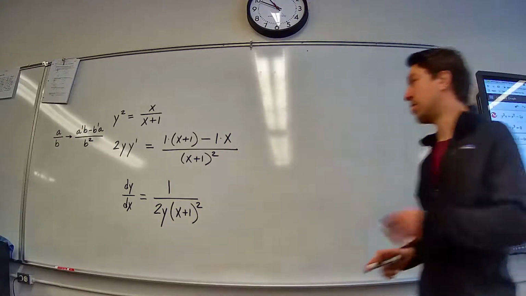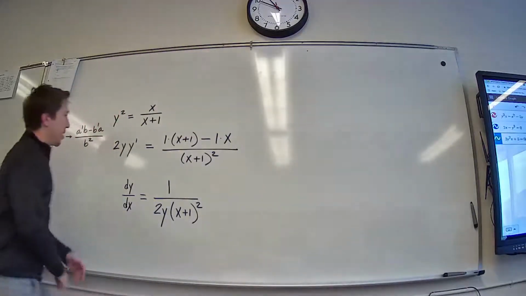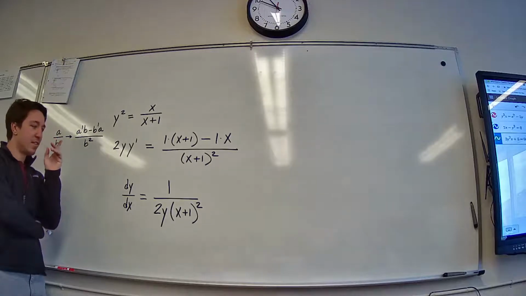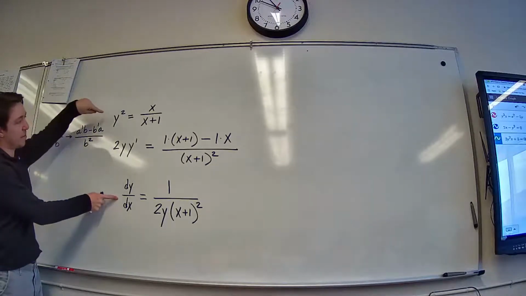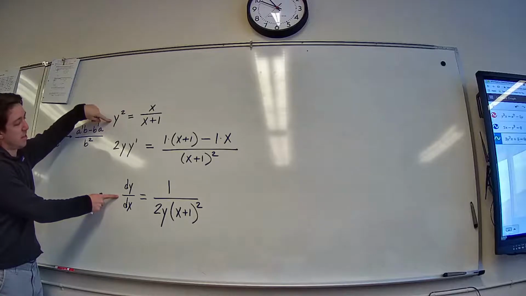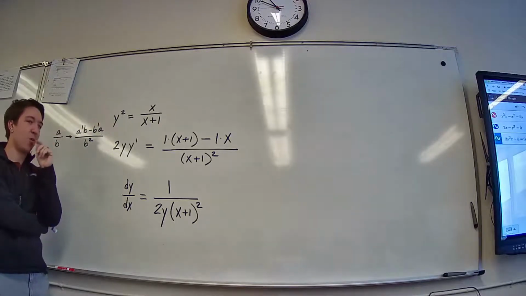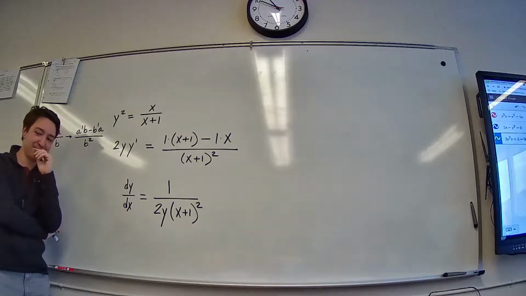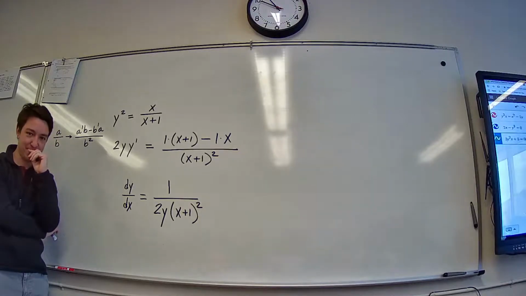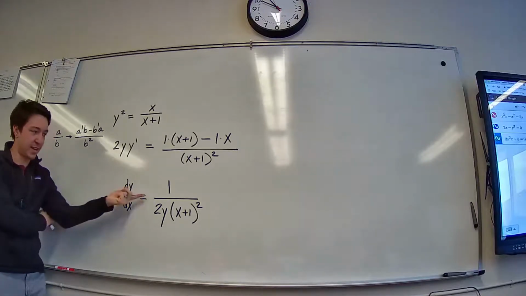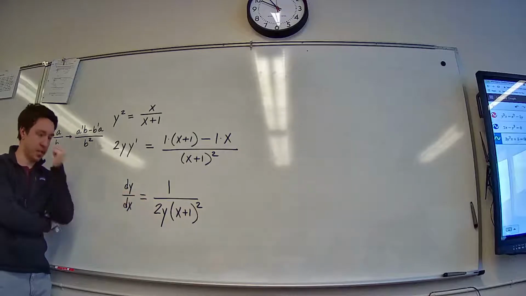Can anyone, by looking at this and this at the same time, tell us where this thing would have a horizontal tangent line? Nowhere. Good job. Nowhere, because a horizontal tangent line would mean the derivative was 0. Can this thing ever equal 0? No. Good. So that's great.